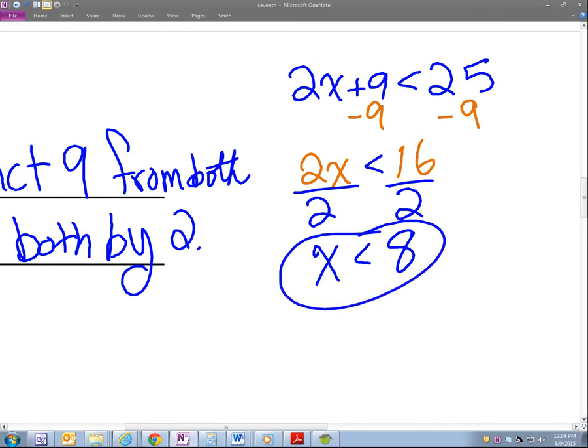So all values, when x is less than 8, that inequality holds true. Any value less than 8. So that means 7.999999999 would keep it held true.